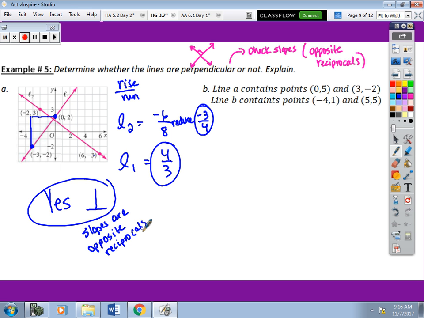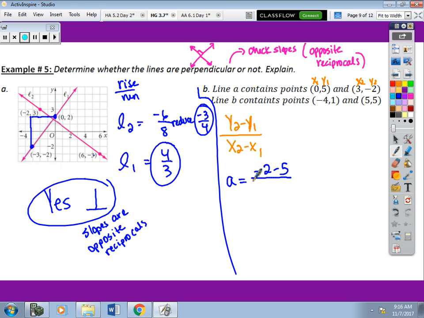Now for example B, we have points given to us. So just like we did on the front, we're going to have to use our formula: y2 minus y1 over x2 minus x1. And so we'll plug in for line A. We would have -2 minus 5 over 3 minus 0, which will get me -7/3.